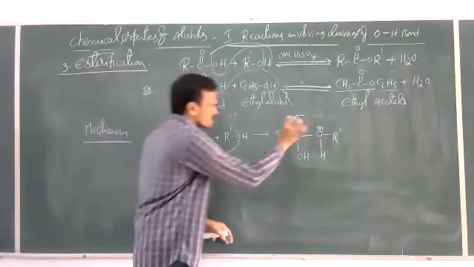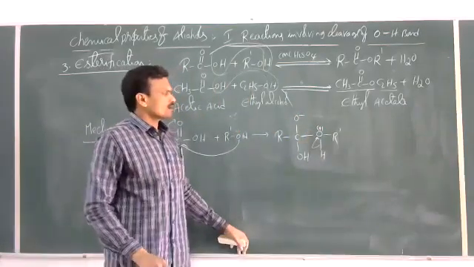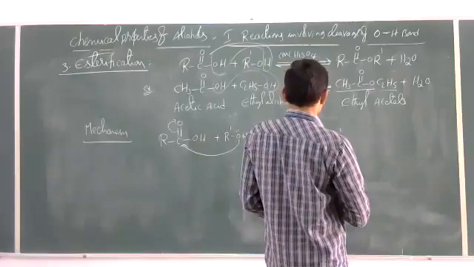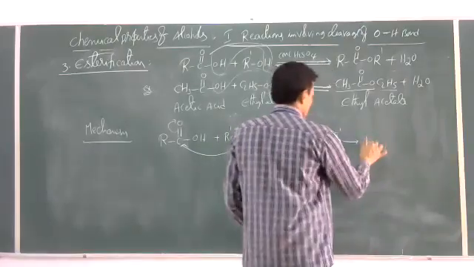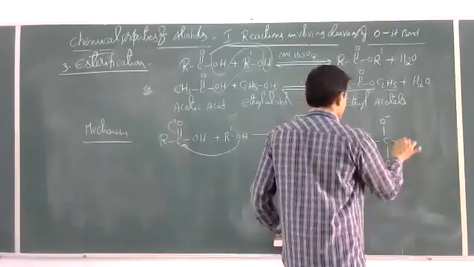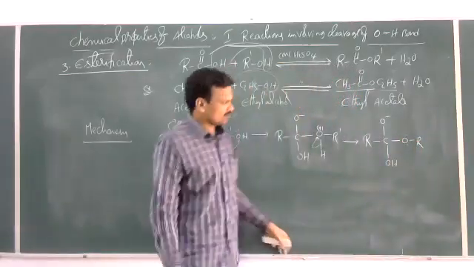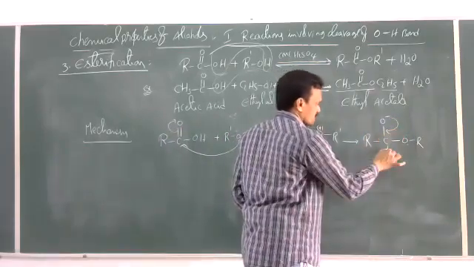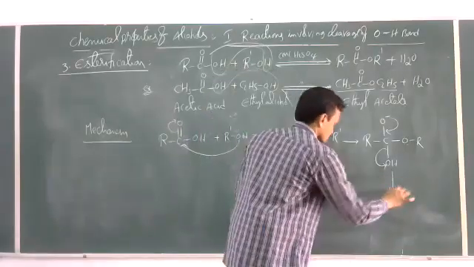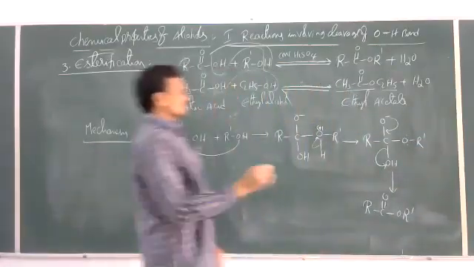Now this proton is gained by this oxygen to give RC(OH)(OH)OR', and then this electron pair is displaced here, OH minus gets separated, then it gives RCOOR'. So this is a simple mechanism.